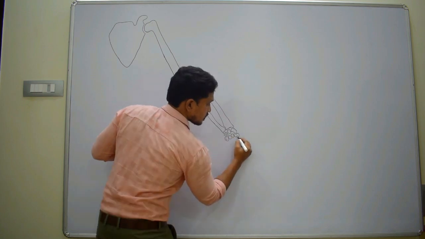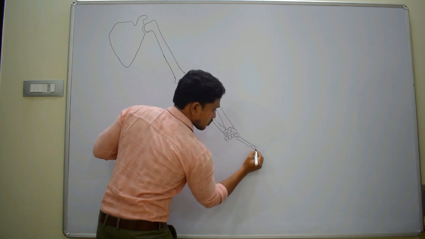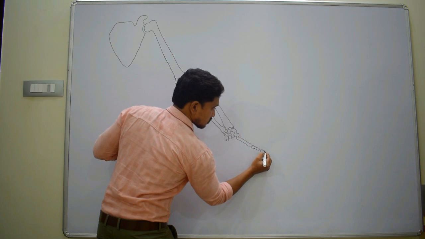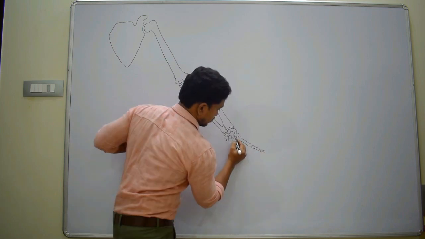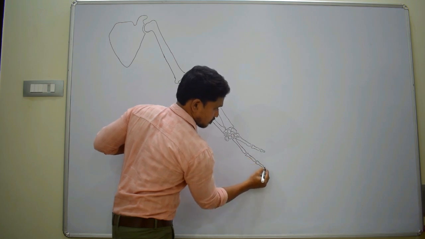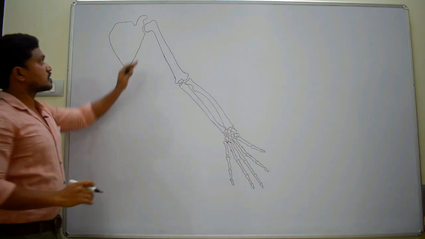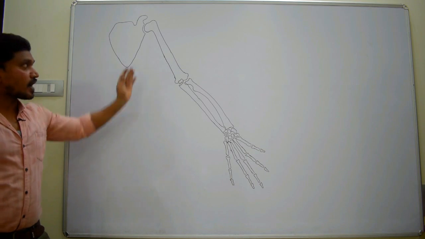Then here, this is the first metacarpal bone. Here is the proximal phalanx of the thumb. Here is the distal phalanx of the thumb. Here the second metacarpal bone, proximal phalanx of the index finger, middle phalanx of the index finger, terminal phalanx of the index finger. In the same manner, the third one. These are the bones of the upper limb from the anterior aspect.